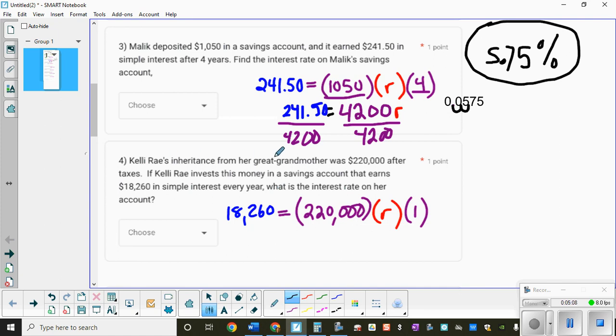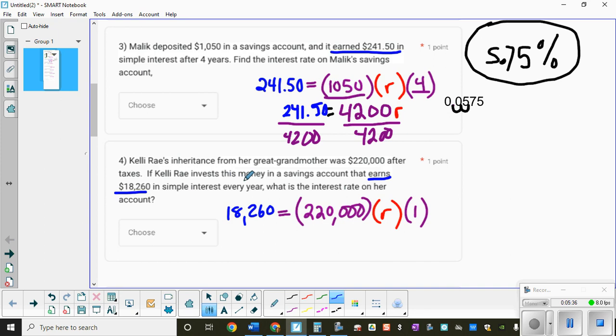Kelly Ray's inheritance from her great-grandmother was $220,000, so that's the principal amount right here. If Kelly Ray is going to invest this into an account that earns $18,260 in simple interest, that's going to go over here. It's telling us the simple interest earned. Kind of like over here for this one, it told us what was earned. So I'll underline it. If it tells you the amount of interest that was already earned, it's going to go over on this side, okay?